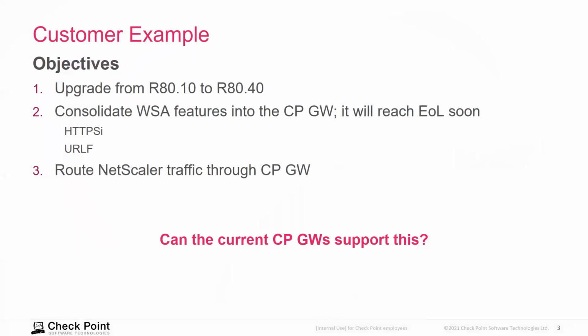So my customer had three objectives. They wanted to upgrade from R80.10 to R80.40. They wanted to consolidate web security appliance, WSA, features into the CP gateway, because the WSA that they're using is going to reach end of life soon. Actually, it's next month. The two features they wanted to consolidate were HTTPS inspection and URL filtering. They also wanted to route their NetScaler traffic through the gateway. All right, so my first question to myself is, can the current gateway support this?